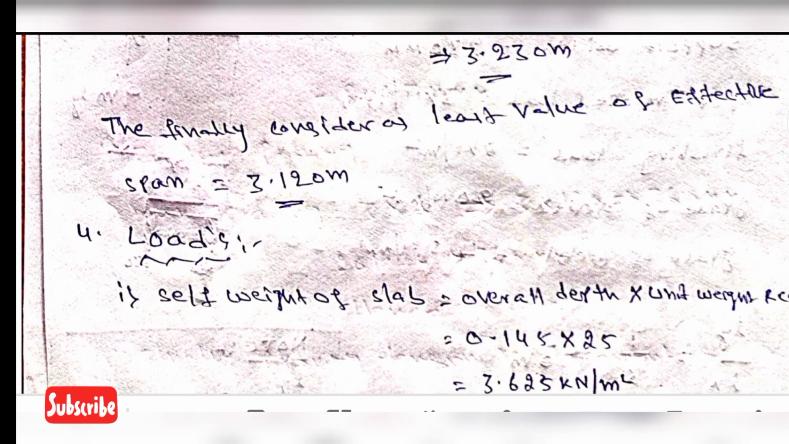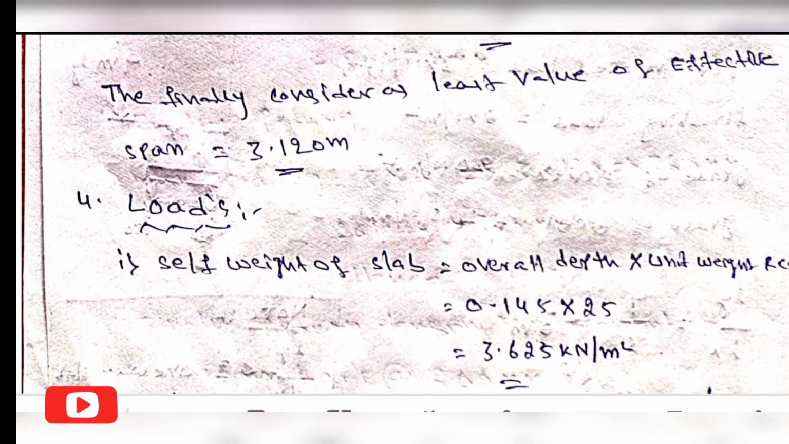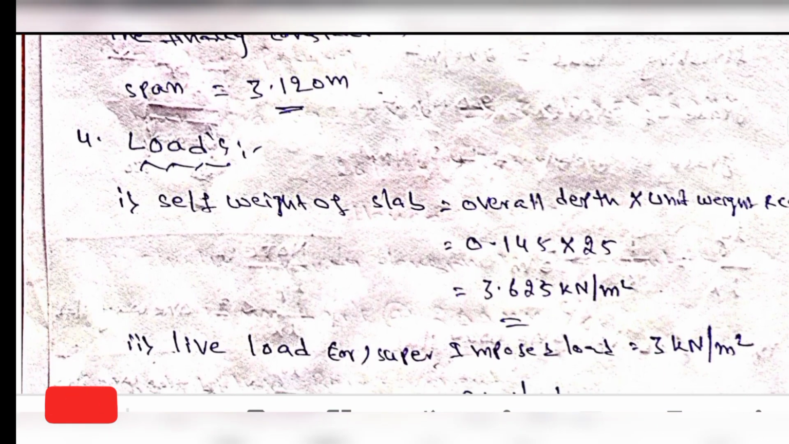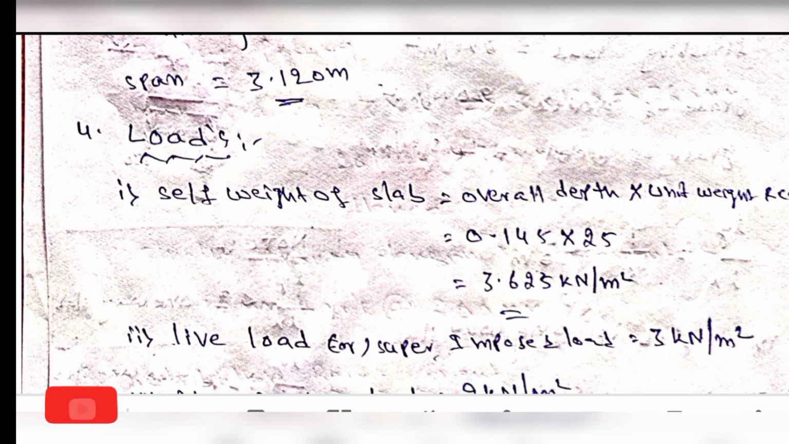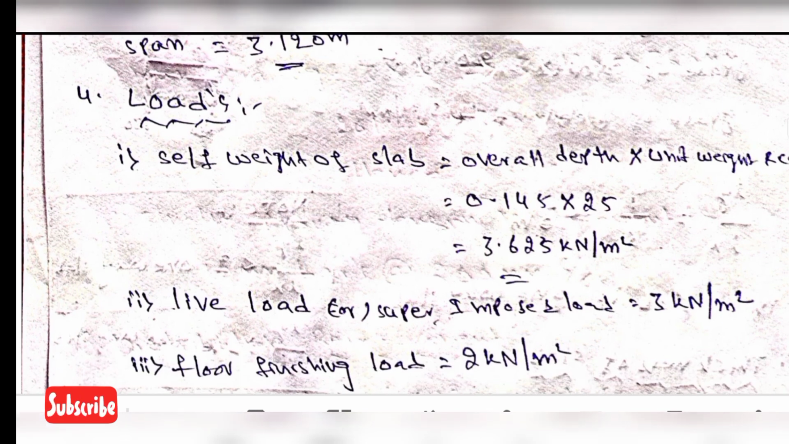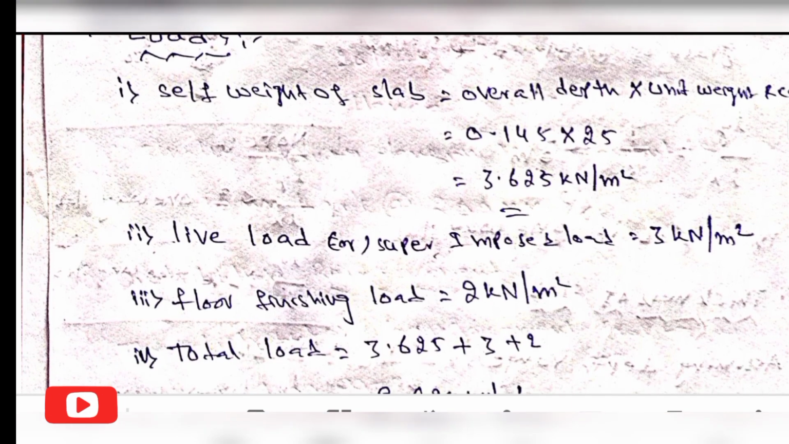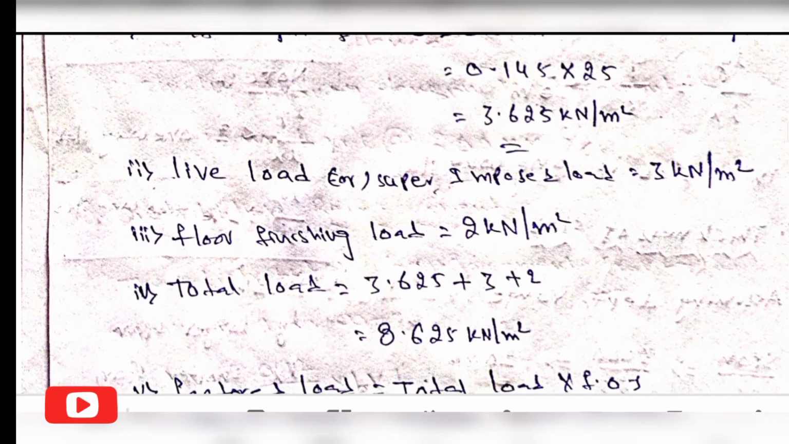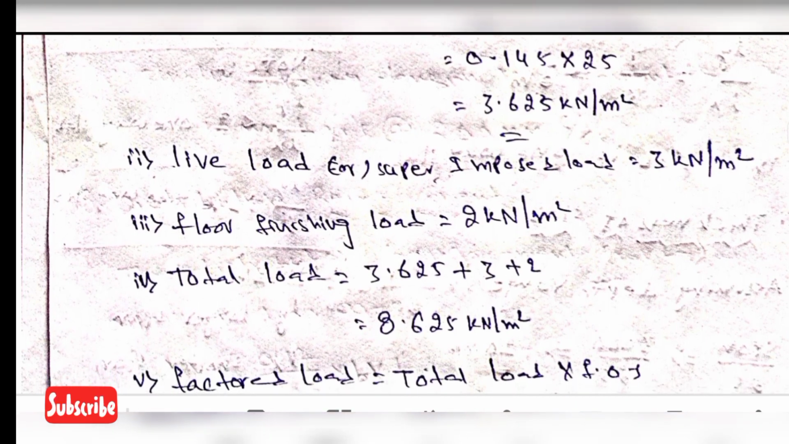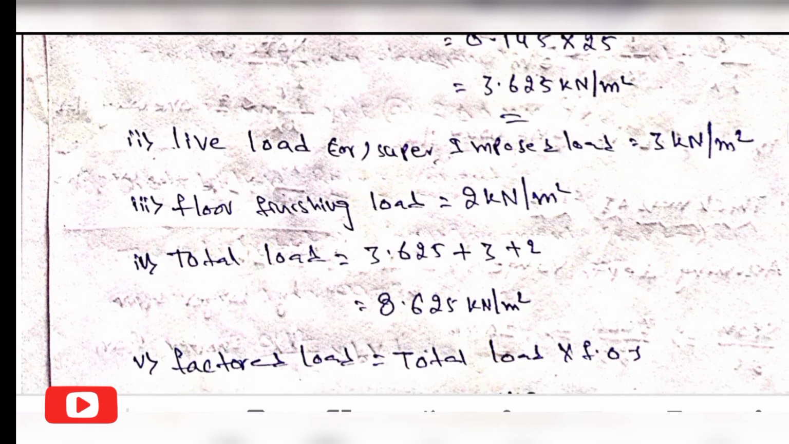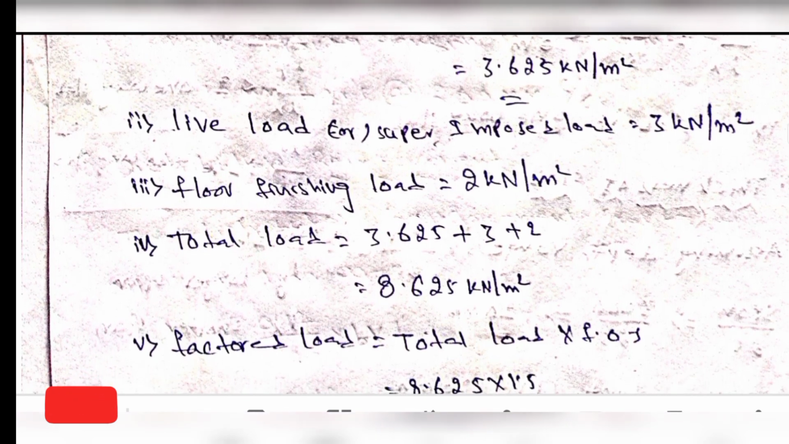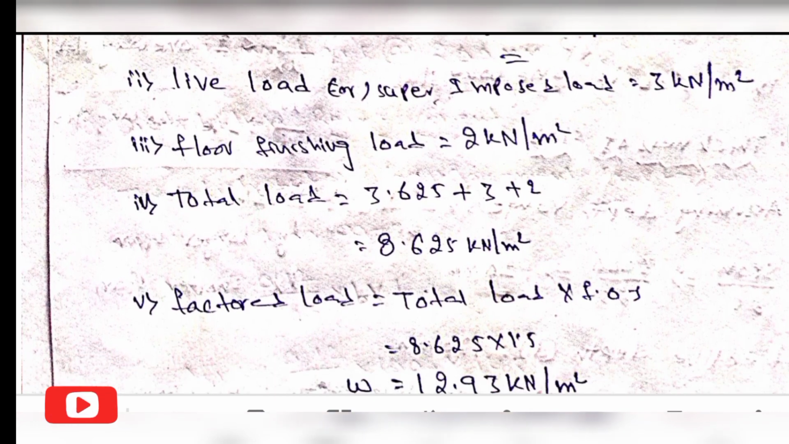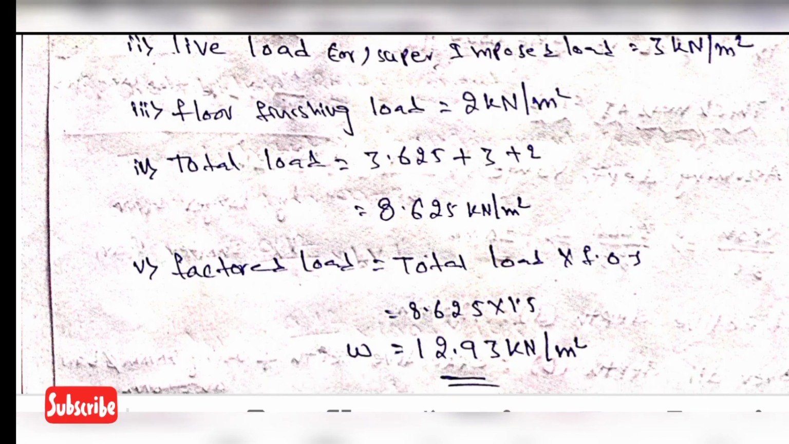Then step number 4, loads. First one, self weight of slab. Self weight is overall depth times unit weight of RCC. Overall depth capital D is equal to 145 mm, which is 0.145 meters, times unit weight of RCC 25, gives 3.625 kilonewton per meter square. Then live load or superimposed load is 3 kilonewton per meter square. Then floor finishing load is 2 kilonewton per meter square. Then total load is self weight plus live load plus floor finishing load.